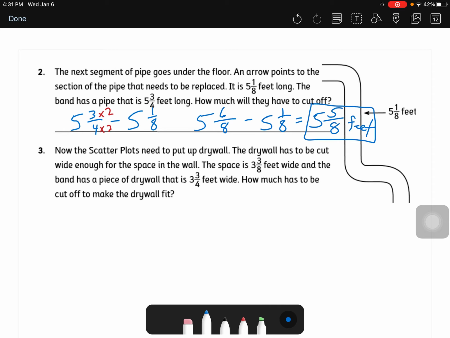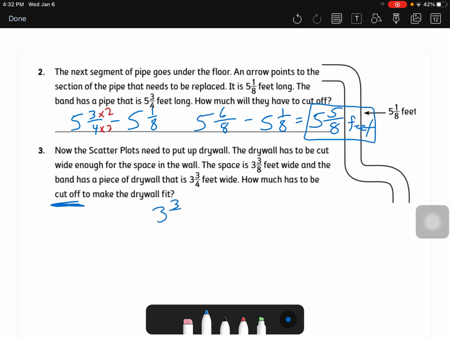Number 3, now the scatter plots need to put up drywall. The drywall has to be cut wide enough to fit the space in the wall. The space is 3 3/8 feet wide, and the band has a piece that's 3 3/4 feet. How much has to be cut off? So again, keyword cut off, and so that means to subtract.